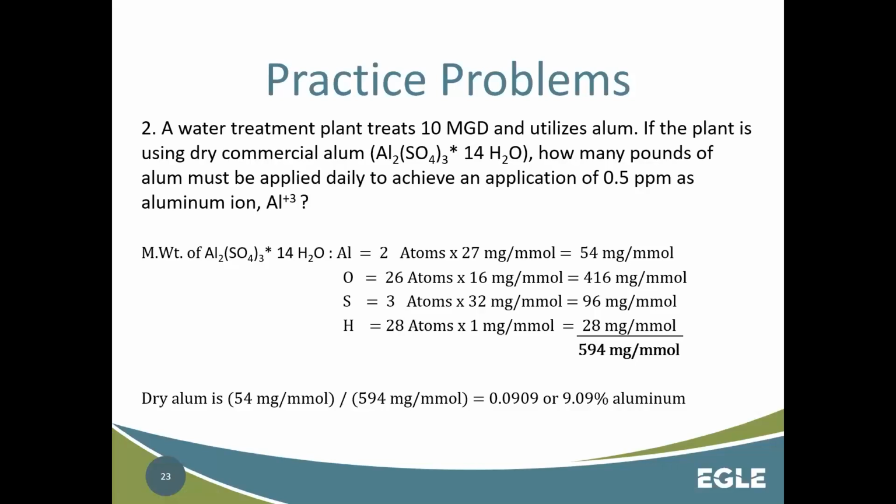We already did several of them in the last problem, so we'll move over those pretty quickly. Again, we've got our 594 milligrams per millimole, and then we're trying to figure out the percent aluminum, which we just did in the previous problem: our 54 divided by our total, which gets us an answer of 0.0909. Or if you'd like to see that as a percentage, you can multiply it by 100, move the decimal 2 places, 9.09%.